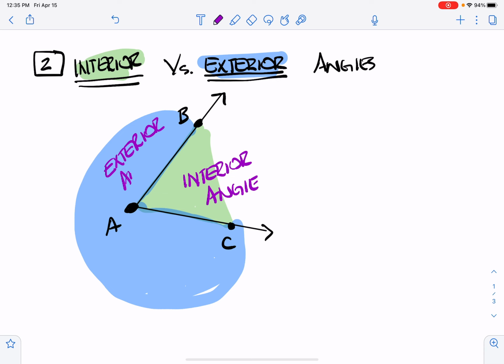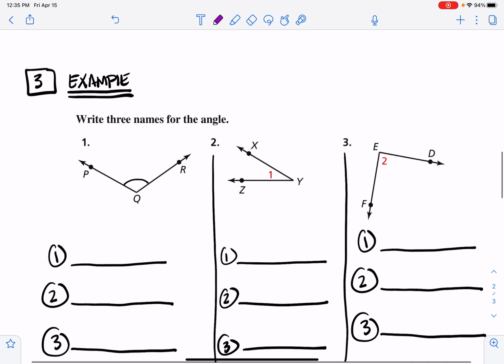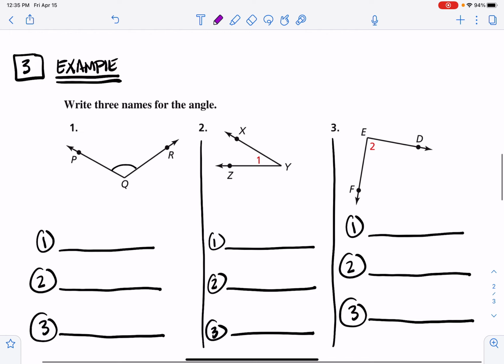Okay, angles. And again, this should be review. So you should be going, yeah, I get this. Okay, no big deal. That's really everything you need for box 2, okay? Okay, box 3 is all about some examples that we can do with this. So it wants you to write 3 names for the angle that you can see.